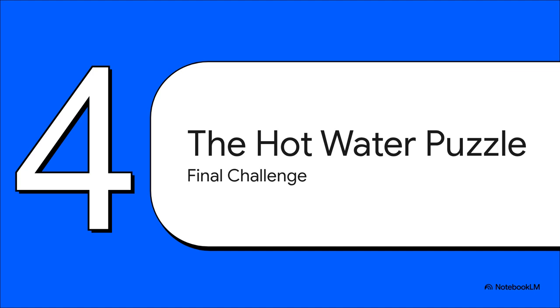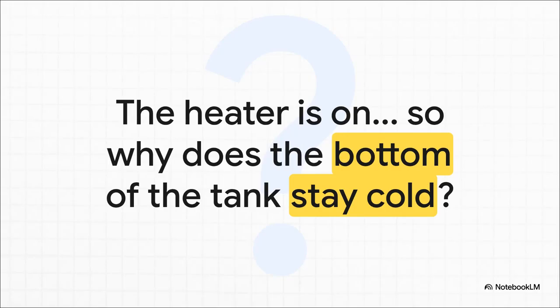Genius! So we've seen how convection works with heating from below and cooling from above, but what happens when the situation is a little more complicated? Our final case file is a real test of our understanding, the hot water puzzle. This one's a real head-scratcher. In most hot water tanks, the heating element isn't at the very bottom. It's actually partway up. So it heats the water around it, which then rises and creates a convection current to warm all the water above it.